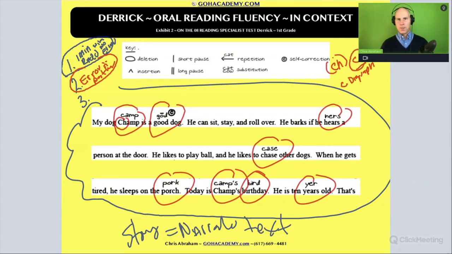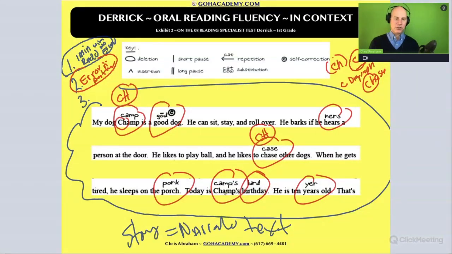Is that right? Now, looking anywhere else on these miscues, does that happen again? Yes, it does. He gets the CH wrong here, the consonant digraph, and that consonant digraph of CH wrong here in chase as well. Again, the initial consonant digraph. And he also gets CH wrong later on in porch. Do you see that? That's a little harder, but porch is the final sound, porch.